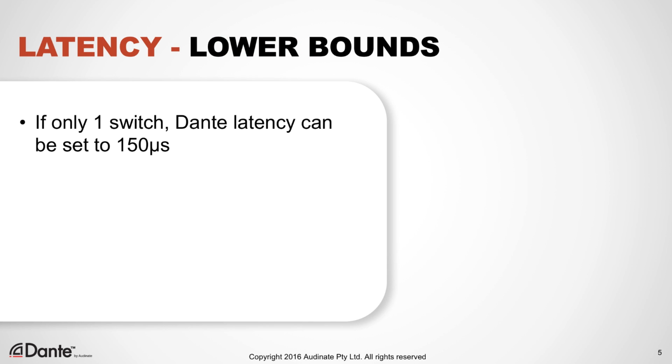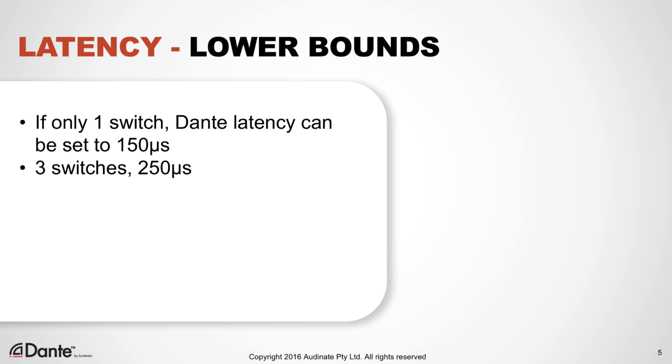Dante latency is deterministic, that is, we set a value on each device and they all use that value in order to play out samples in exact sync. But this fixed latency has some lower bounds to which we must pay attention. As an example, a very small Dante network with only one switch may use the lowest Dante setting of 150 microseconds.